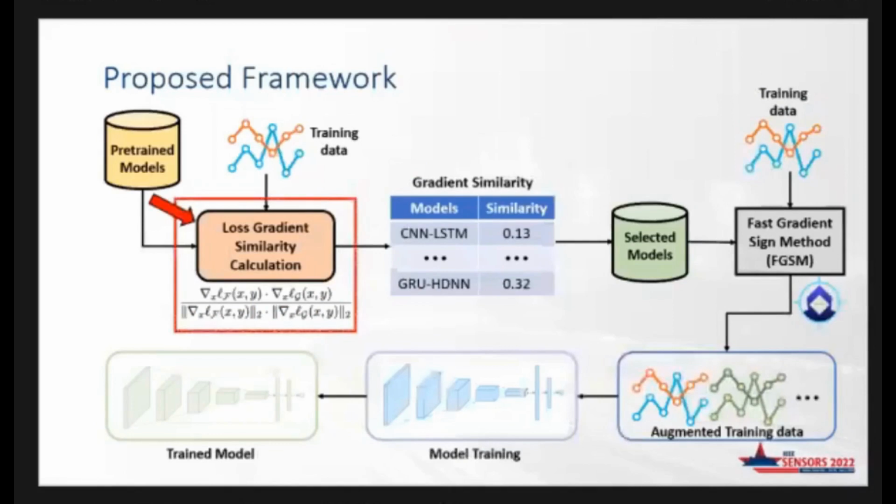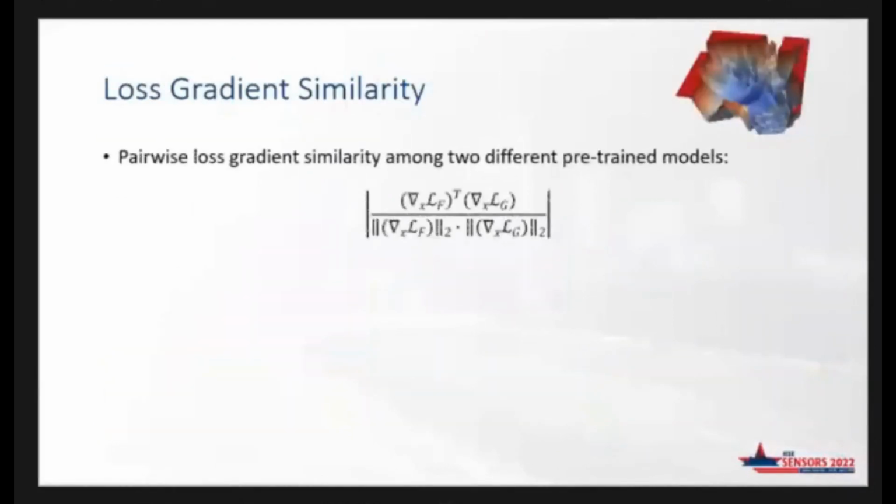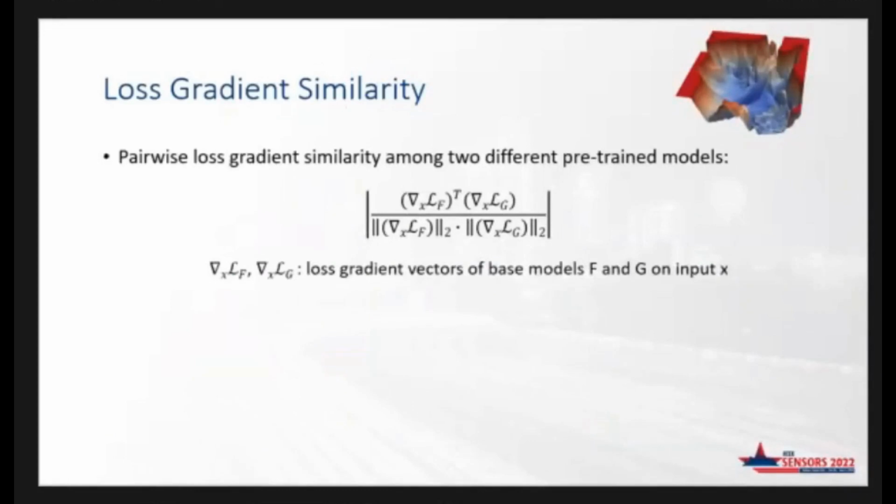Okay, let's continue with the loss gradient similarity calculation. As I mentioned, we measure the similarity in a pairwise manner using cosine similarity. Here in this formulation, the gradient of F and gradient of G refer to the loss gradient vectors of base models F and G, given input X. By the way, a base model represents a single model in an ensemble. So this is calculated with respect to the input. This is nothing but the absolute value of cosine similarity.